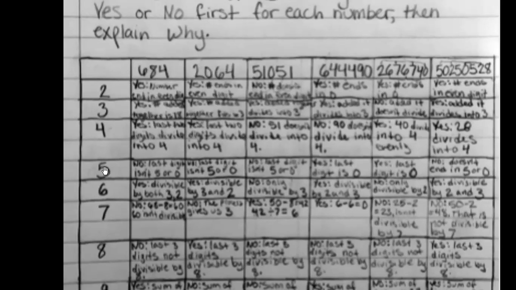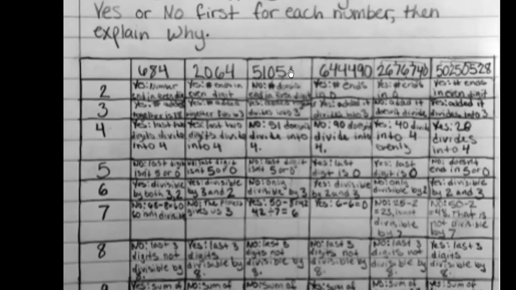Now we move on to the divisibility rule of 5, which is anything that ends in 5 or 0. So, is this divisible by 5? Does it end in 5 or 0? No, it ends in 4. We see here, nope, it ends in 4, not 5 or 0, so no.